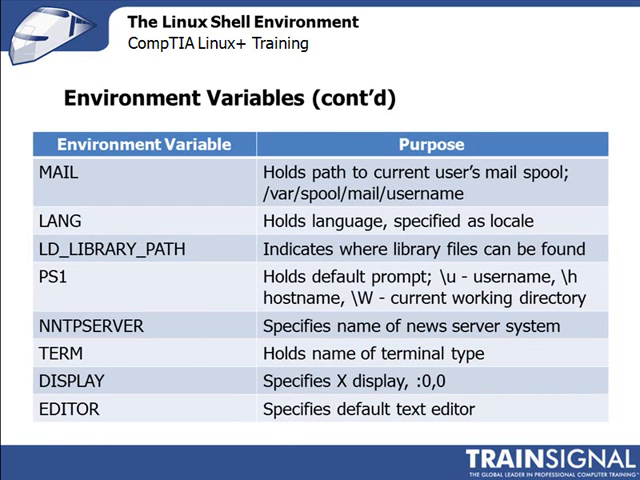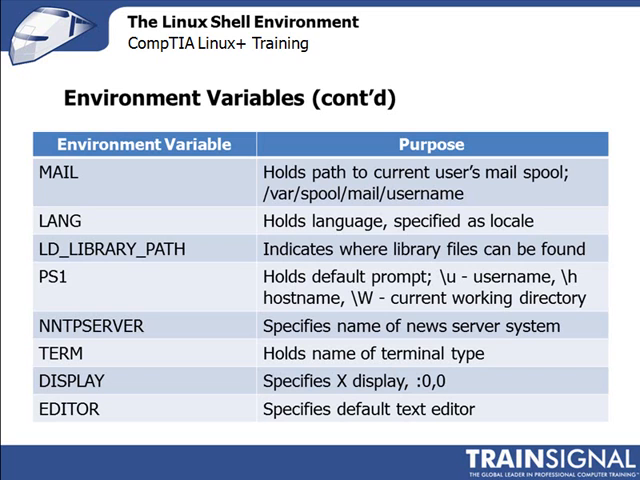Continuing with our list of common environment variables, next we have MAIL, which holds the path to the current user's mail spool, or in this case /var/spool/mail followed by the username. LANG holds the language, which is specified as a locale. LD_LIBRARY_PATH indicates where library files can be found. PS1 holds the default prompt.